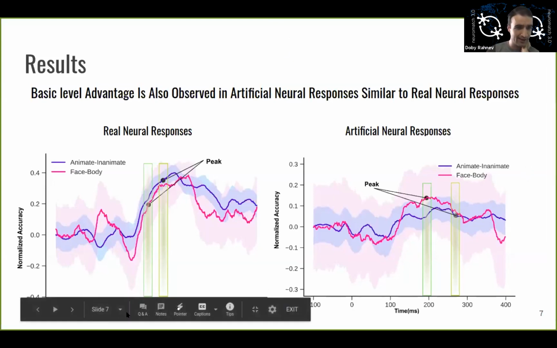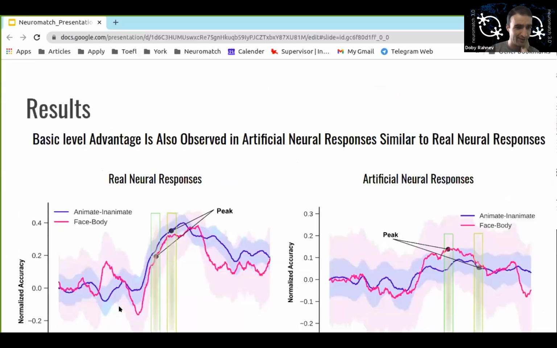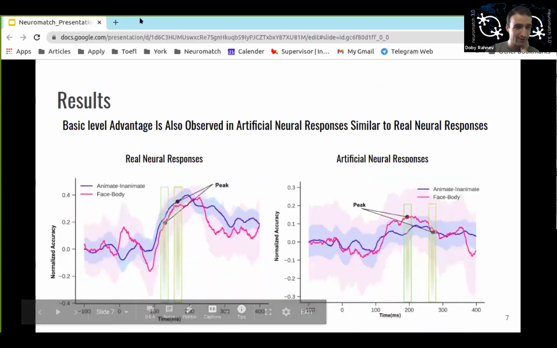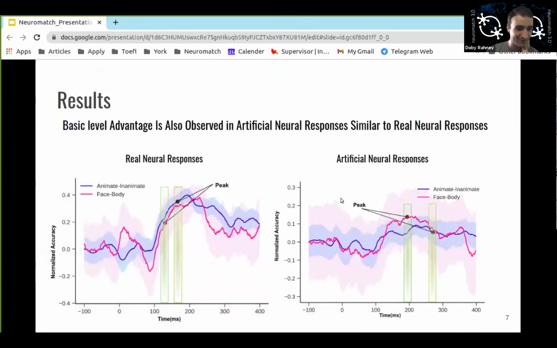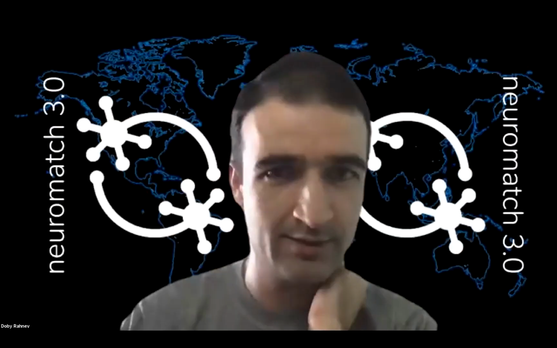So then the highest upvoted question so far is by Michelle Green. Not clear how the peaks were found for the basic level advantage for real neurons. They actually look a bit early. Can I see the question? Yeah, if you click on the Q&A, I should stop sharing my screen to see the question. Not clear about how the peaks were found for the basic level advantage for real neurons. They actually look a bit early.